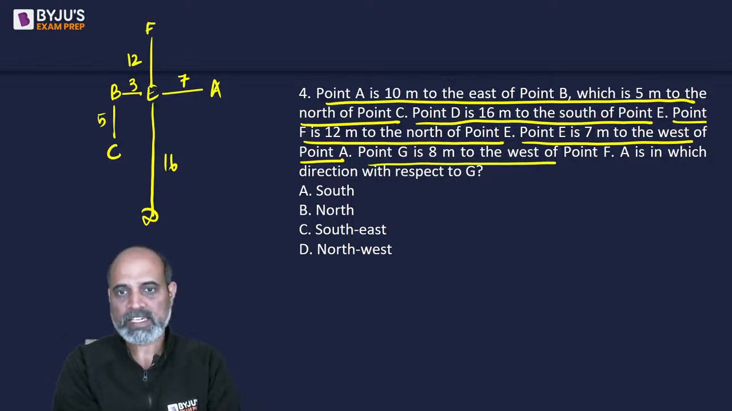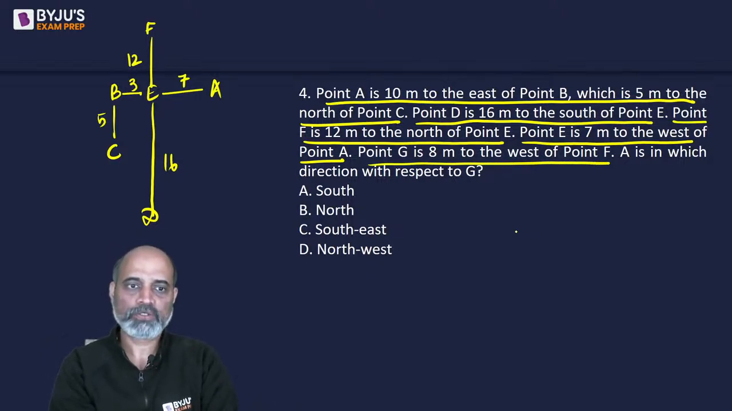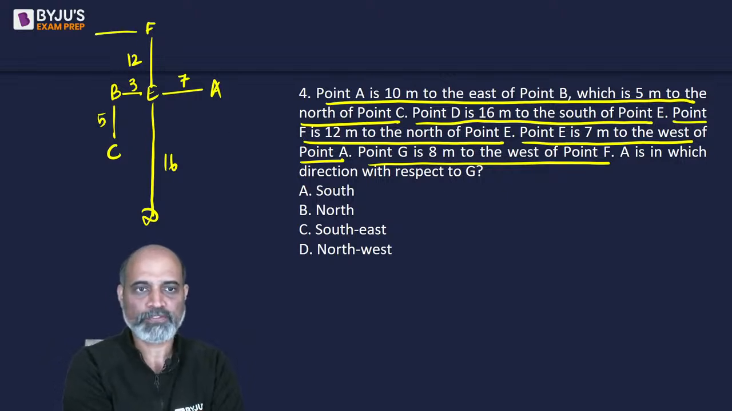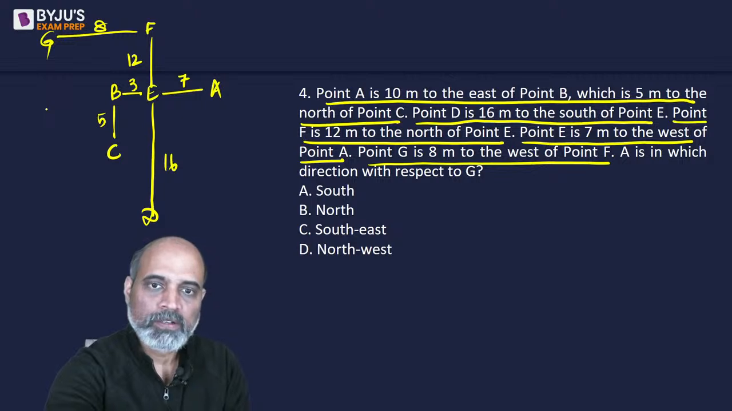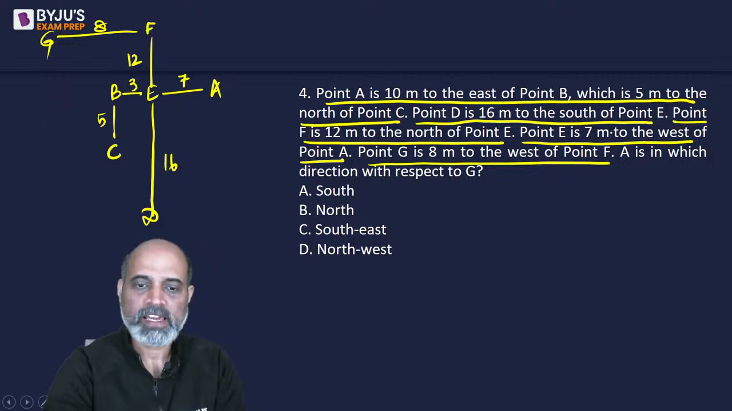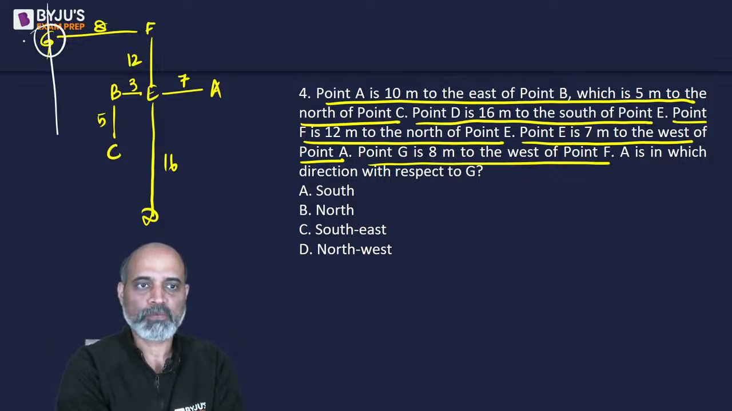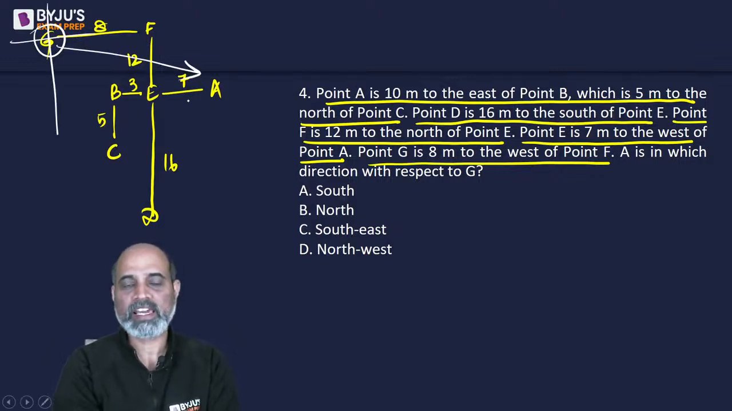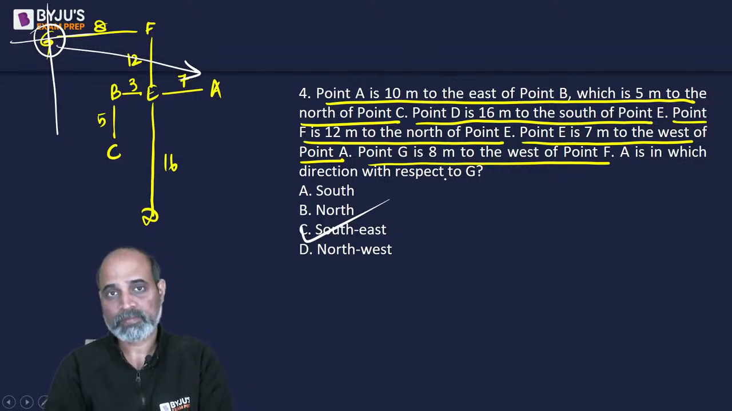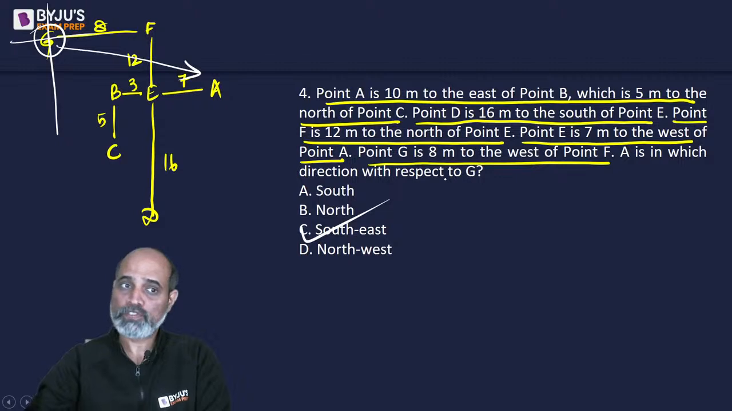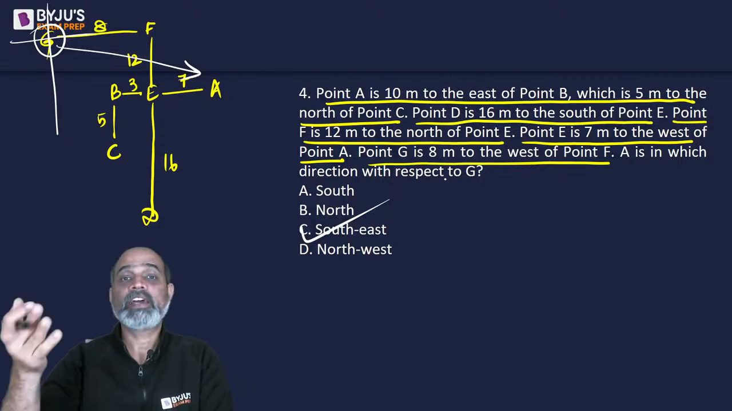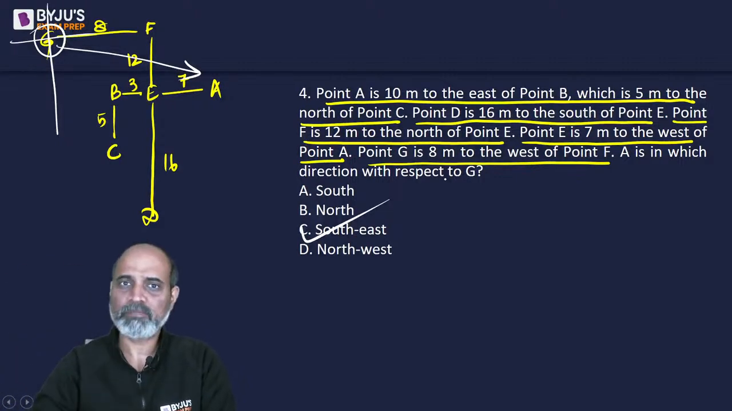And point G is 8 meters to the west of point F. So question asked is, A is in which direction with respect to G? So we will look at G, and from G's perspective, A is going to be in the southeast direction. Sorry, it's to the right of G and it's below G. Right and below is southeast.